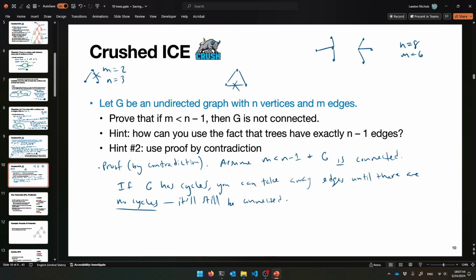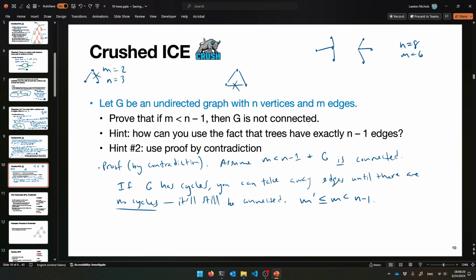And because you potentially just chopped off some edges, the new number of edges, m prime, is less than or equal to the original m. Maybe you chopped off no edges, but maybe you chopped off some. It's definitely less than or equal to the number of edges in this graph without cycles. And of course, we're assuming that m is less than n minus 1. So for sure, even if it's fewer, it's still less than n minus 1. Okay?